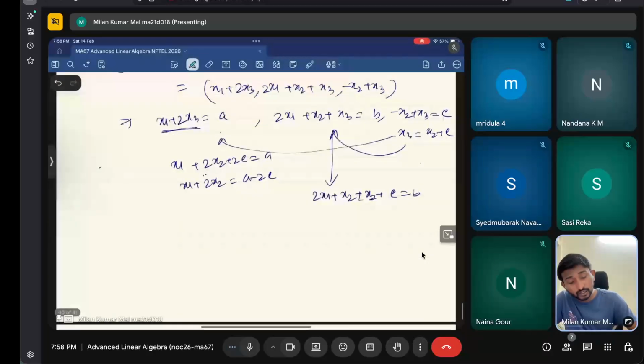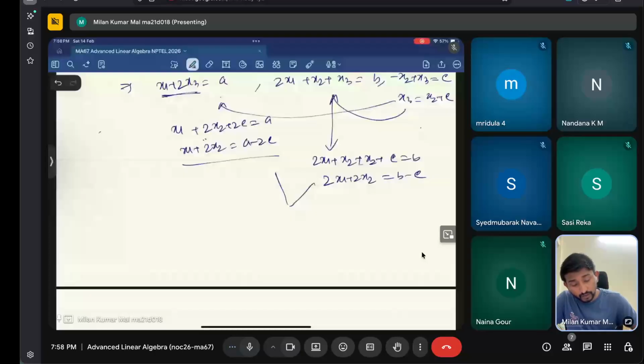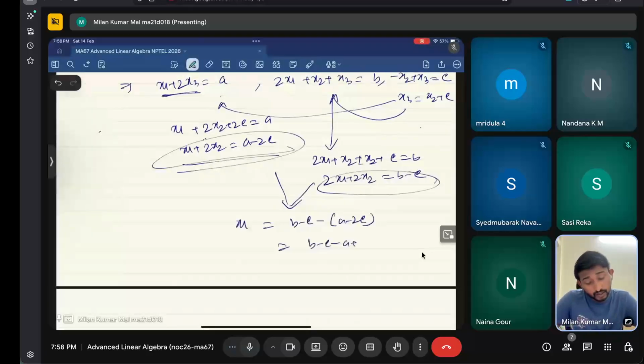So if you subtract these two, subtracting this equation from this 2x1 plus 2x2, we'll get x1 is equal to b minus c minus (a minus 2c). So x1 will be b minus c minus a plus 2c, so we'll get b minus a plus c. This is x1. I hope this is correct. B minus a plus c. This is x1. And then what will be x2?